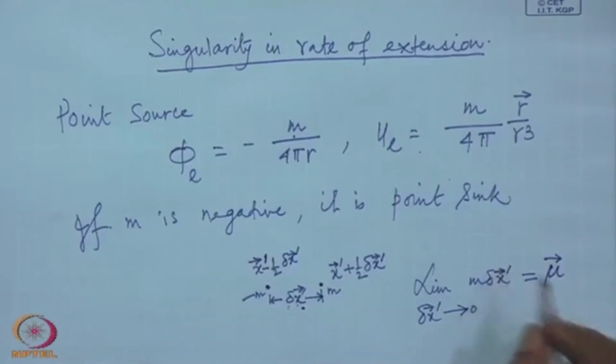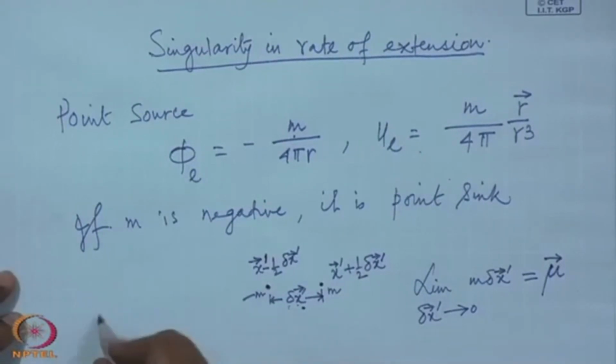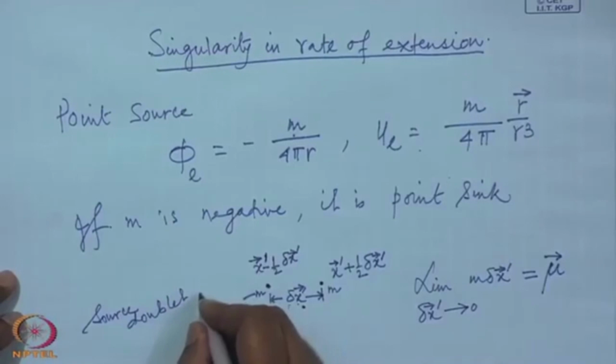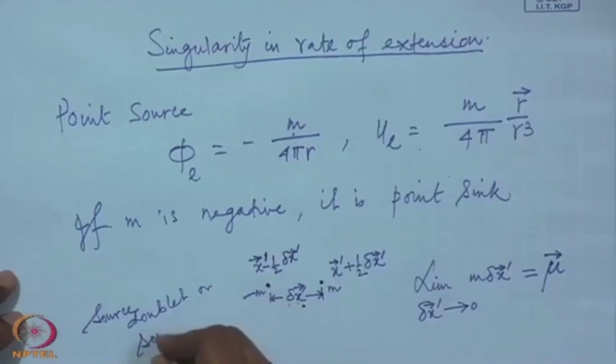As you can see, direction also matters. The line joining this sink and source is actually called the axis, and this new singularity that now appears is called a source doublet or source dipole.